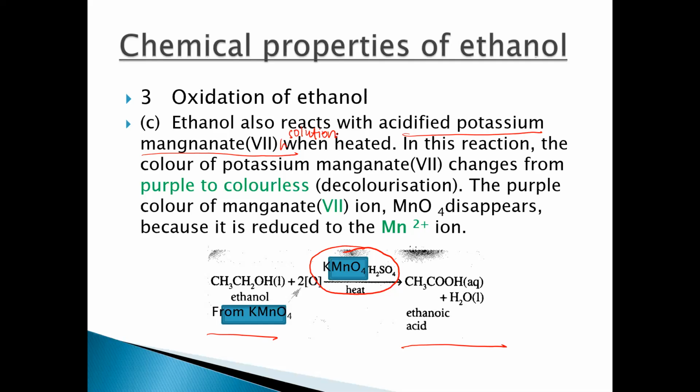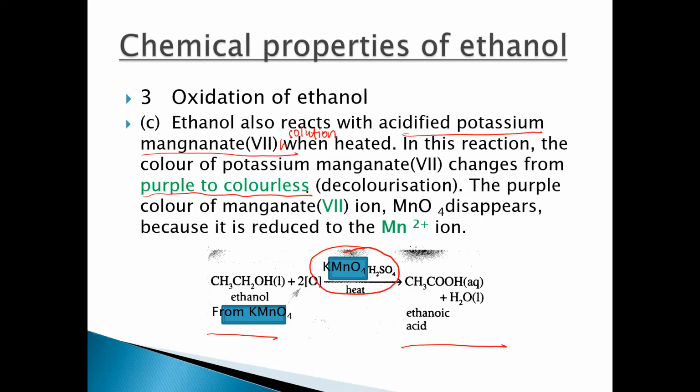What color changes to what color? This one you should know, we did it in alkenes. Purple to colorless. Correct. You must know the color change. All right, any questions so far?